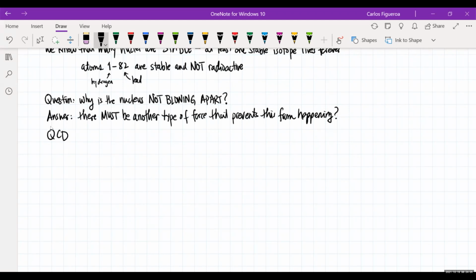QCD, which stands for quantum chromodynamics, and the strong nuclear force.